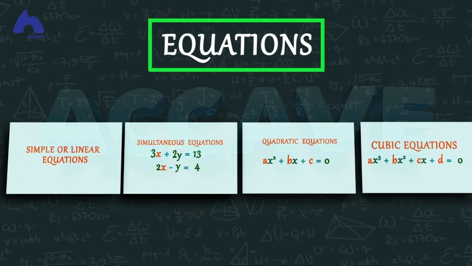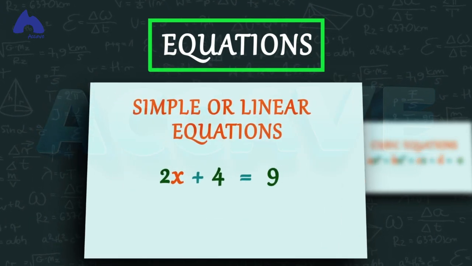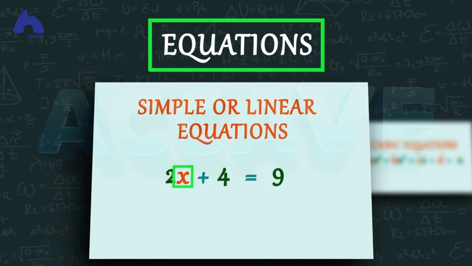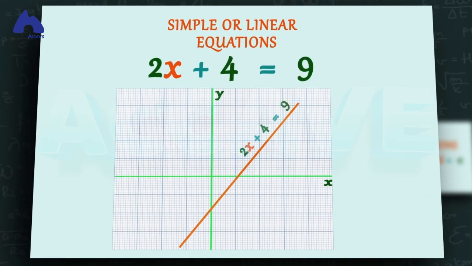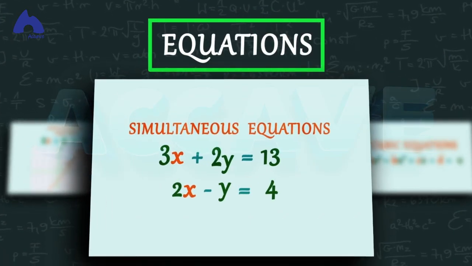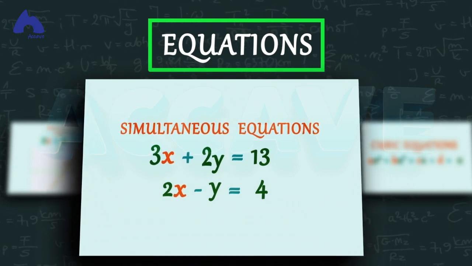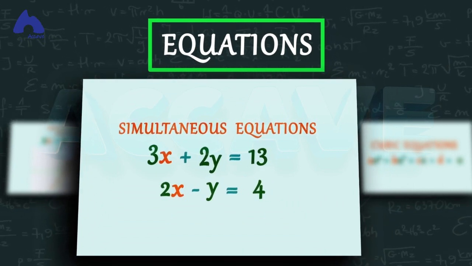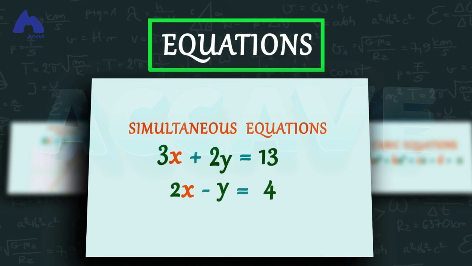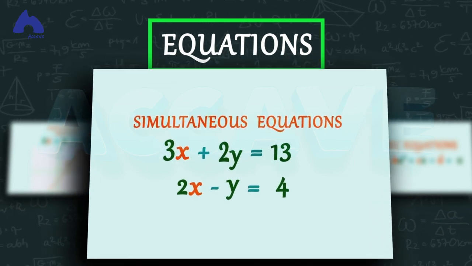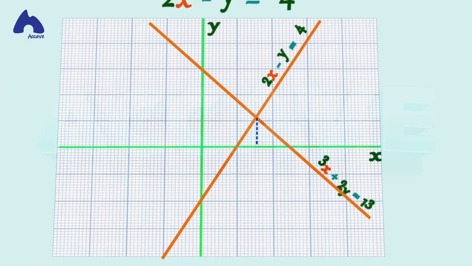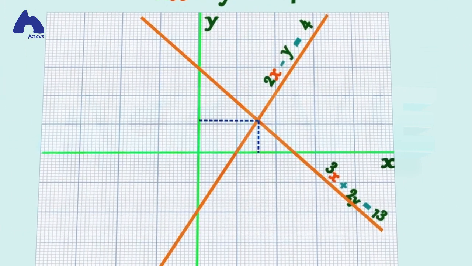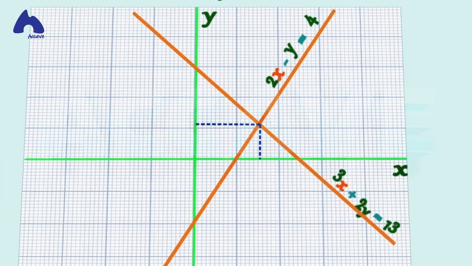First we have simple or linear equations, an equation with one variable where we are asked to find x, and the graph is a straight line with one value of x as the answer. We have simultaneous equations. This is an equation with two variables, x and y, where we are asked to find the values of x and y, and the graph looks like this, and the intersection of the two straight lines will give us the values of x and y.